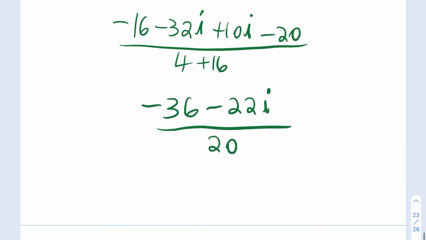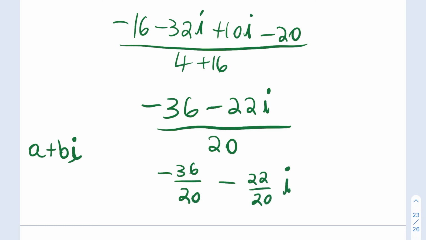And of course, once again, just like before, if they want you to write it in the form a plus bi, then you just split this up into negative 36 over 20 minus 22 over 20 i, which both of those can simplify. 4 goes into 36 and 20. 4 goes into 36 9 times. 4 goes into 20 5 times. And then 2 goes into 22 and 20. 2 goes into 22 11 times and into 20 10 times. So that's the final answer.